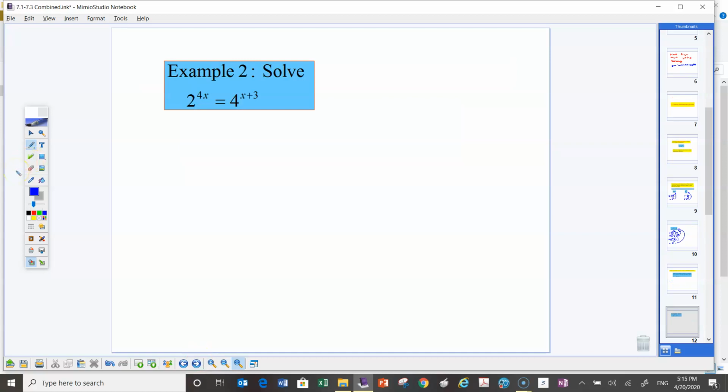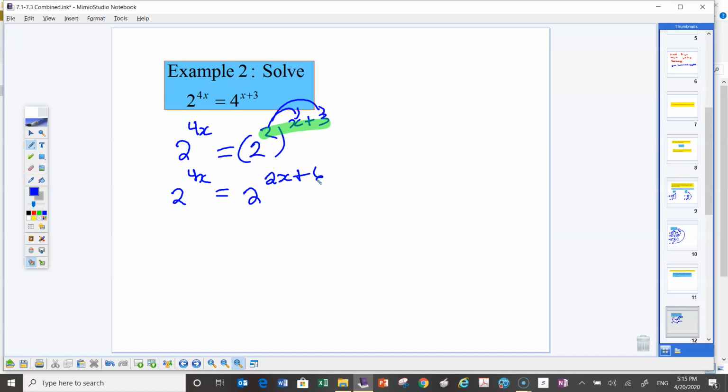I have 2 raised to the 4x equals 4 raised to the x plus 3. Well, we can clearly see I can get both bases in base 2. So the left side, I'm just going to leave as is. 4, I can rewrite as 2 squared, and it's still raised to the x plus 3. Now you have to be careful with this exponent here. So the left-hand side is not going to change. When I have double exponents, I multiply, and I have to distribute the 2 to both of these guys. So this is going to be 2 raised to the 2x plus 6.